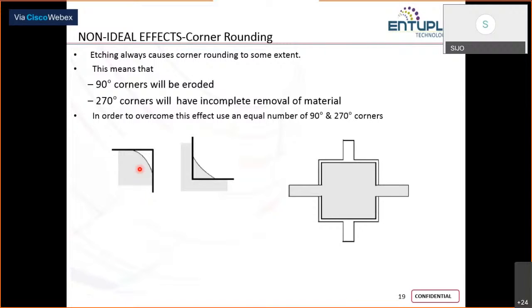So what you can do is make use of an equal number of corners. So equal number of 90-degree and 270-degree corners. If you have one corner with 90-degree, where complete removal of material is not done, and if you have one more 270 corner, where more material is etched out, then you can match that. In that way you can have better matching. So these things you have to take care of in the layout itself.